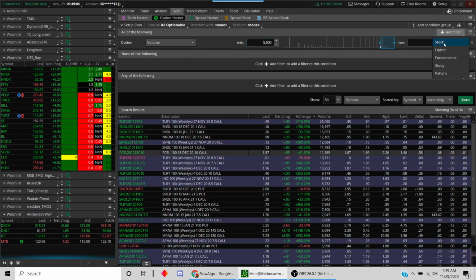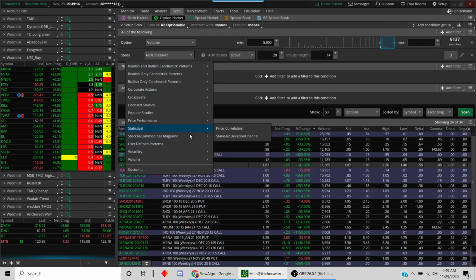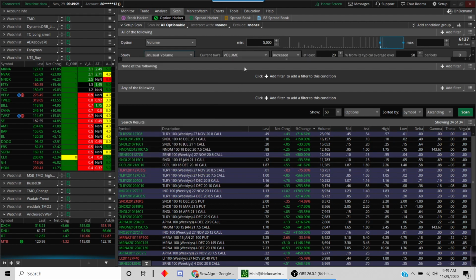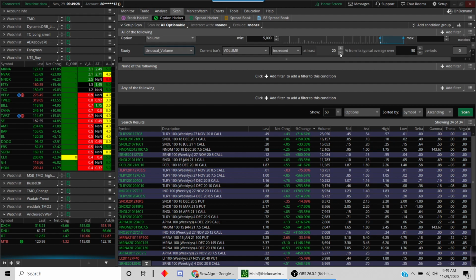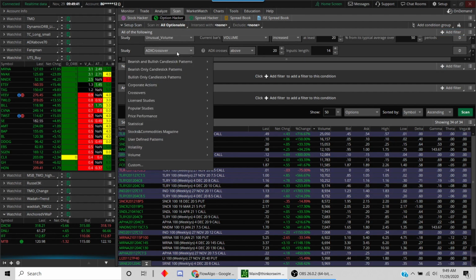Now, let's add another filter, and let's look for a study, volume that was unusual. This is not unusual option volume, but your regular trading volume on the stock, and we are saying the volume increased at least 20% from its typical 50 period average. So that's another condition.